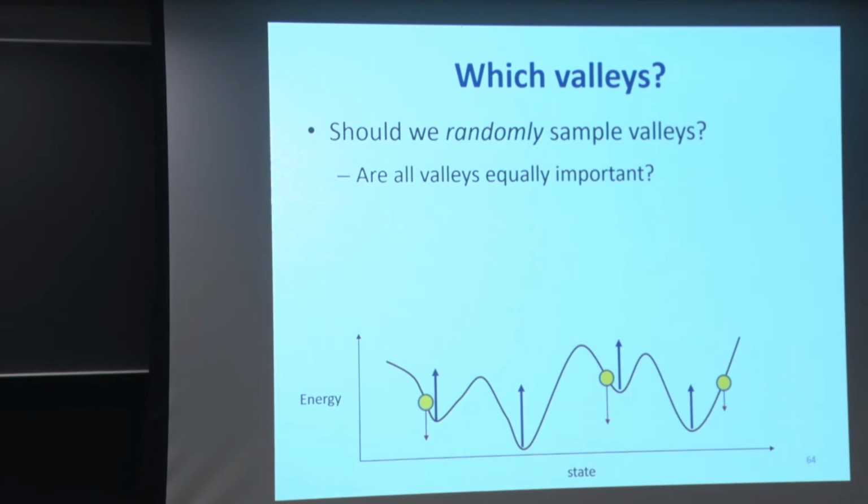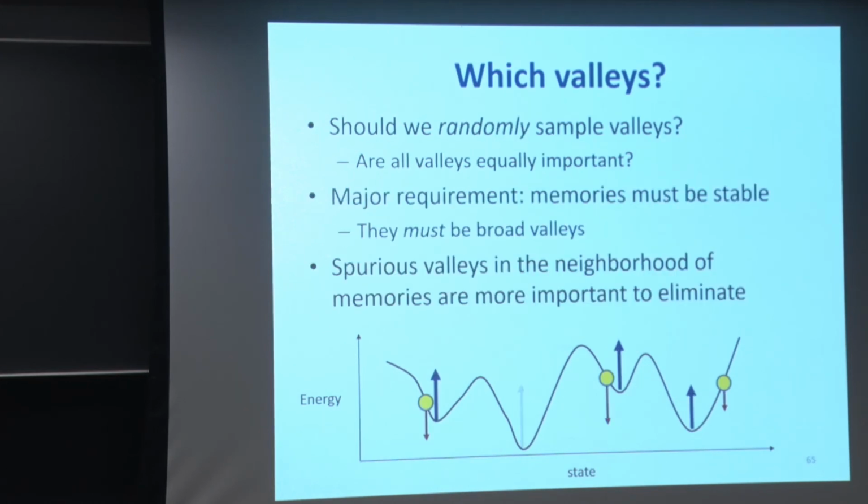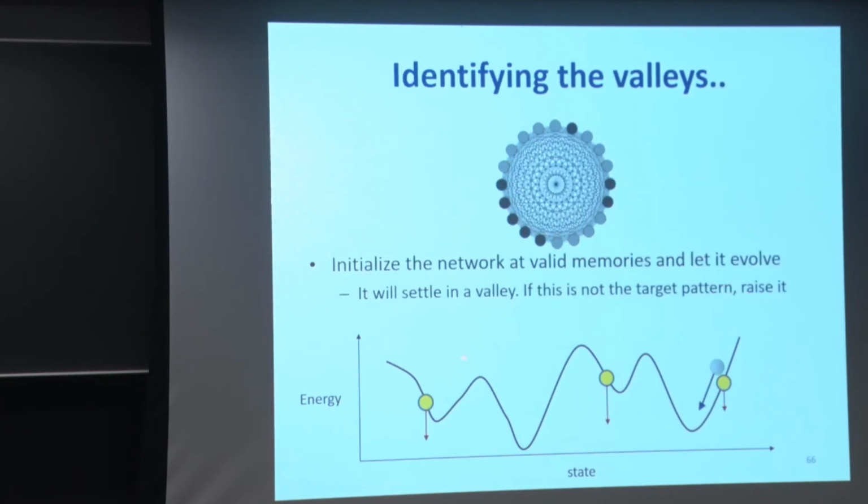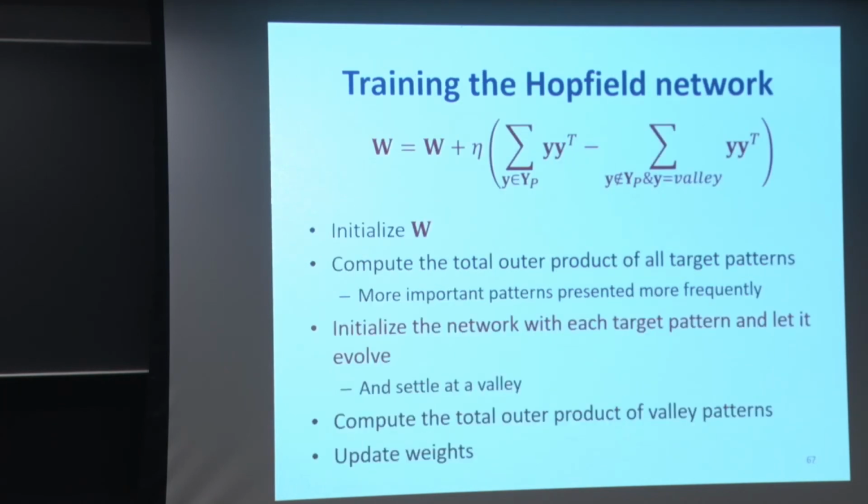Start from a target point, right? So what I will do is I will not care about these guys. Spurious valleys in the neighborhood of my target patterns are more important. So I'm going to initialize the network at valid memories and let it evolve, and it will settle in a valley. And if the valley is not the target pattern itself, then I'm going to raise it, right?